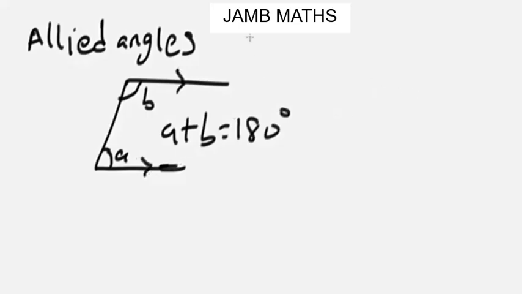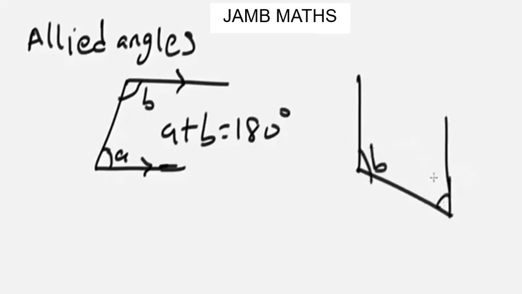The same thing is applicable when you have a shape like this. Let's say this time around a U shape, you have something like this. This is angle B and this is angle A. The same thing is applicable: angle A plus angle B will equal 180 degrees. The arrow here indicates that the lines are parallel to each other. So they are found in either a C or U shape.